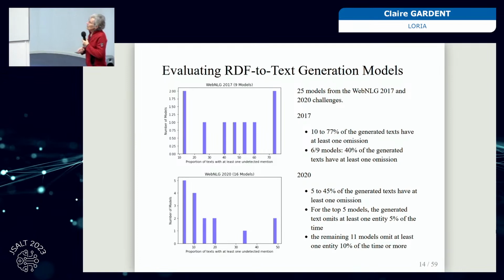So in 2020, the models were much better. The task was known. In this histogram, the x-axis is the proportion of texts with at least one omission, and the y-axis is the number of models that have this proportion. So you see that in 2020, you have 5 models, the top 5 models, for which the generated text omits at least one entity 5% of the time, so it's much better, but it's still there. And then the remaining 11 models omit at least one entity 10% of the time or more. So it goes from 10 to 50% of the time for the worst model.